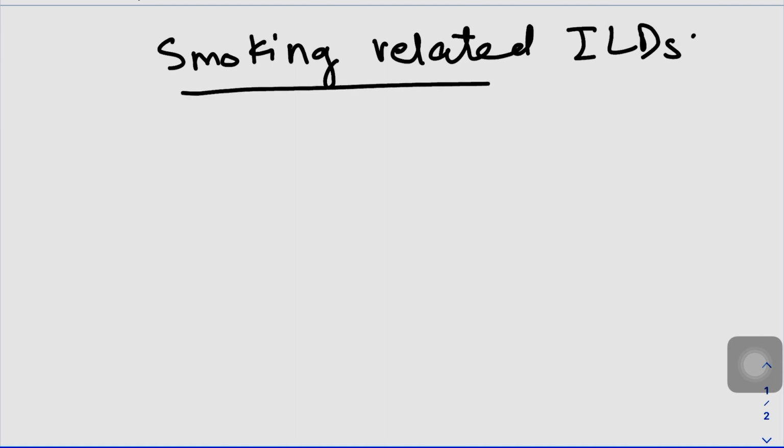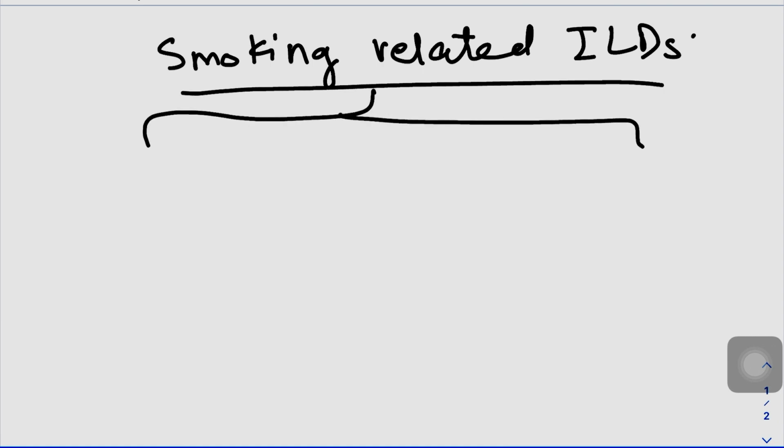Smoking related ILDs. In smoking related ILDs, a lot of spectrum of diseases are there, but we are going to focus today on RB and RB-ILD.